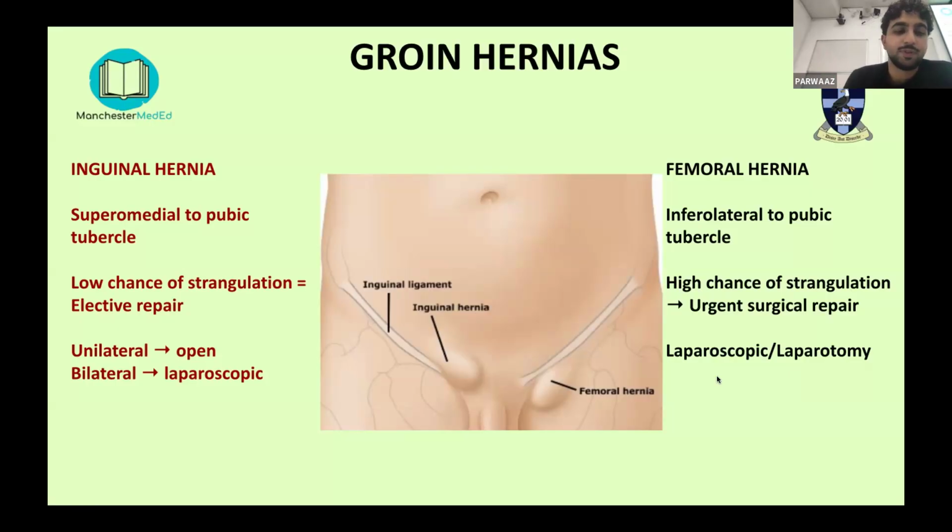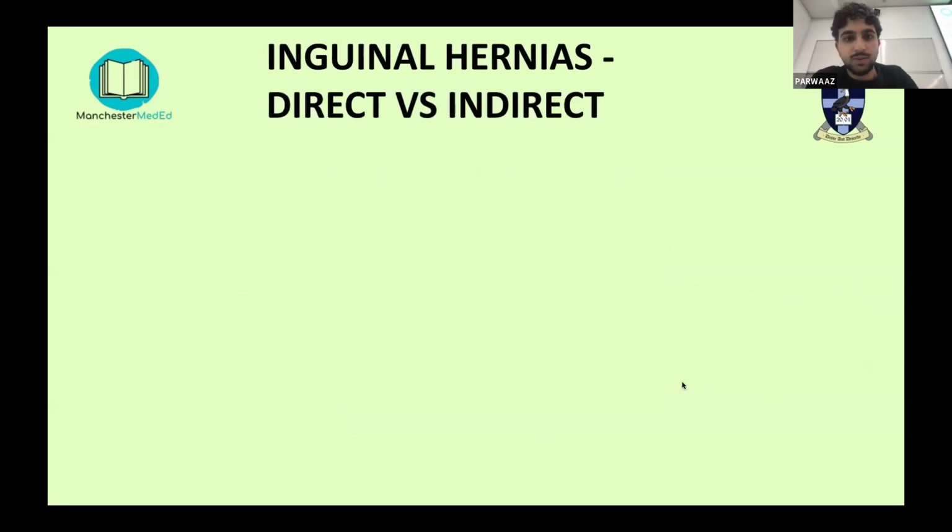Management-wise, for inguinal hernias, interestingly, if it's unilateral, it will be done openly with a mesh repair. Whereas if it's bilateral, you'll do it laparoscopically. And I'll explain why. If you think about having an inguinal hernia on each side, if you try to do it openly on both sides, you'll either have to do a massive incision or two incisions, yeah? Whereas if you do it laparoscopically, you can rotate your camera around and do both at the same time. Really simple. And then a femoral hernia is either done laparoscopically or, to be honest, a lot of them end up strangulating, so laparotomy, which I'll talk about in a second.